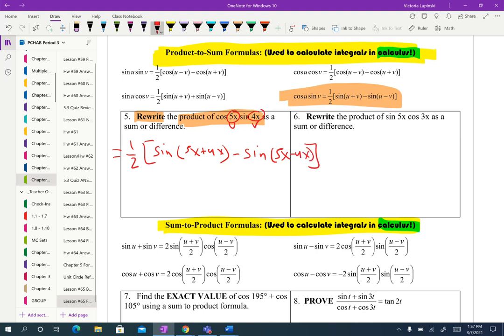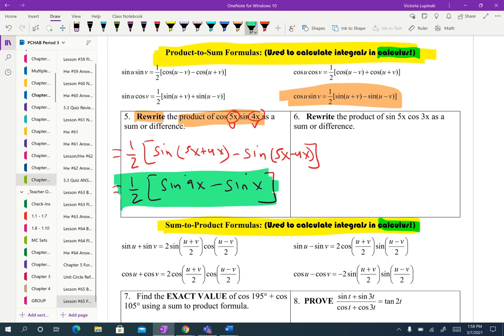So again, just like always, you're just plugging the values in where they belong. Then you're going to leave the 1/2. You're going to simplify this as the sine of 9x minus the sine of x. And for our purposes, this is as far as I'm actually going to ask you to go. So this is your answer, 1/2 the sine of 9x minus the sine of x.